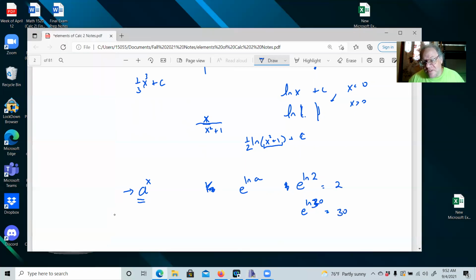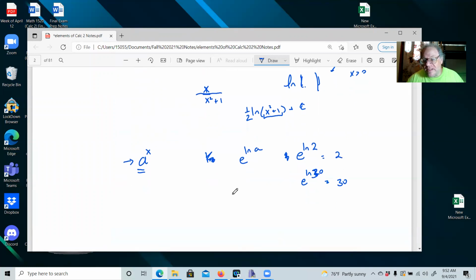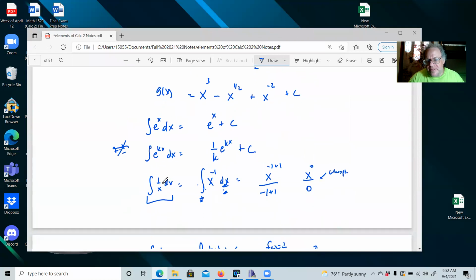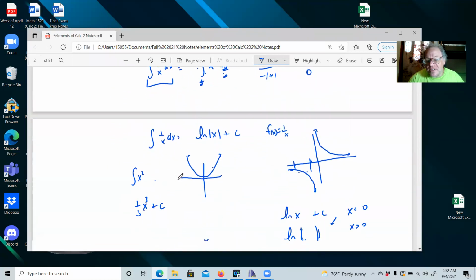That's how natural logs work. That's how the exponential and the natural log functions are. They are inverses of each other. So when you have e to the natural log of a, that's equal to a. Here's an a. So here we have e to the natural log of a times x.